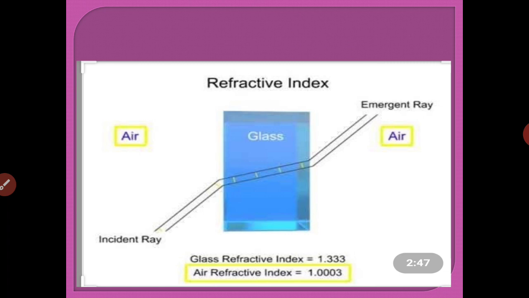Now here I show you the diagram in which I show you the refraction pattern. This is a glass, the incident ray is coming, and if you look at the emergent ray, it slightly changes its direction because the first medium is air and the second medium is glass. So when the ray is moving from air to glass, there are two different mediums, and it slightly changes its direction. This change in direction is because the speed changes.